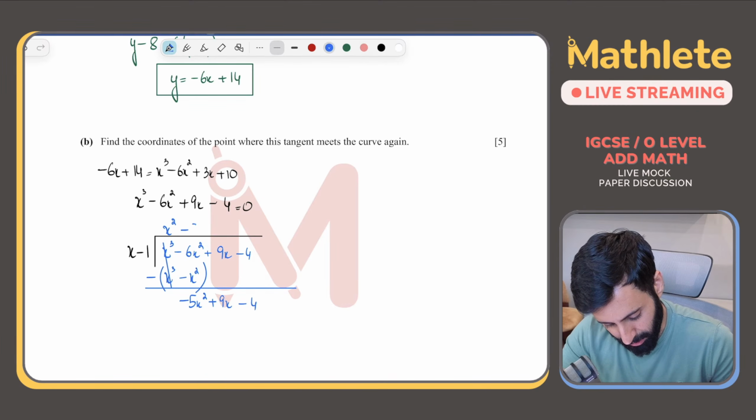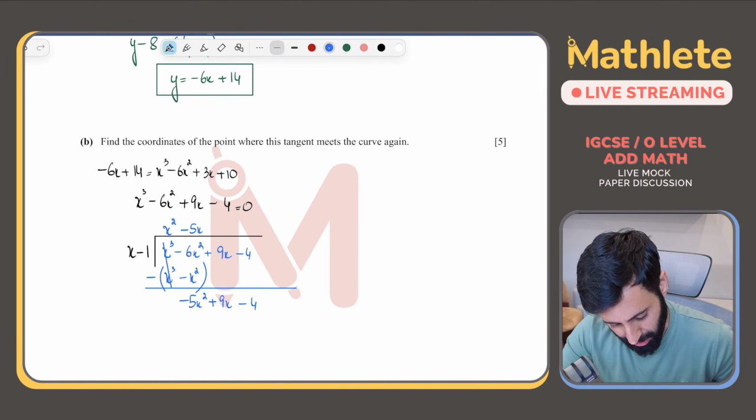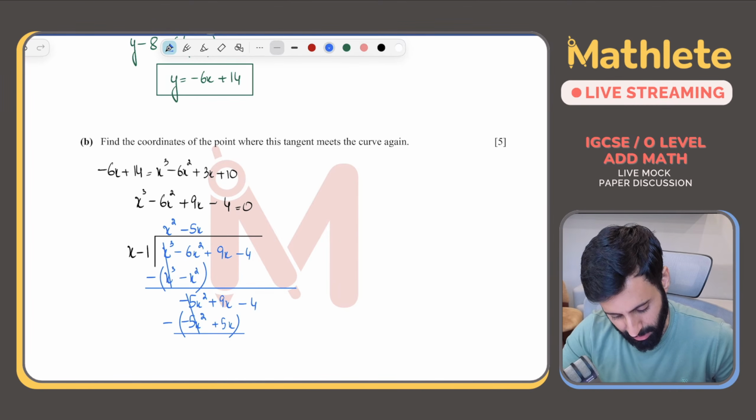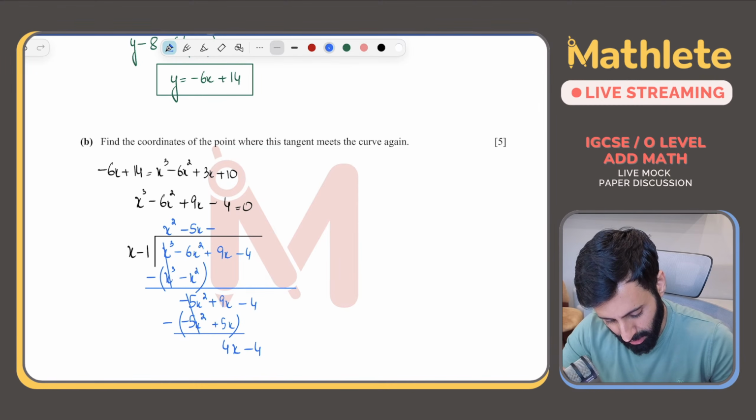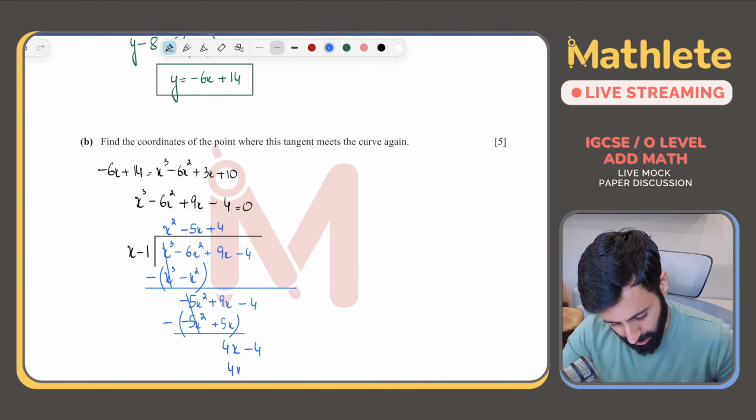So what do we need to multiply this by? We need to multiply it by minus 5x. So this becomes minus 5x squared plus 5x. Now when we subtract, the minus 5x squared gets eliminated, not by coincidence, but by design. 9x minus 5x is equal to 4x, minus 4 as it is. So we multiply this by 4, we get 4x minus 4. What's that equal to? That's equal to 0.